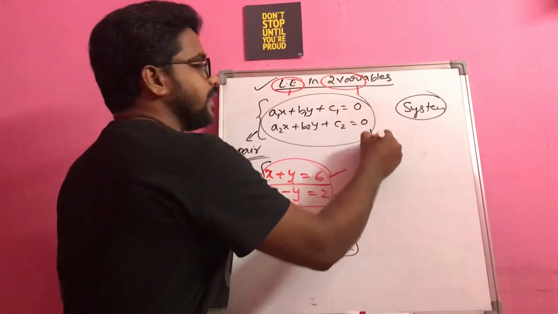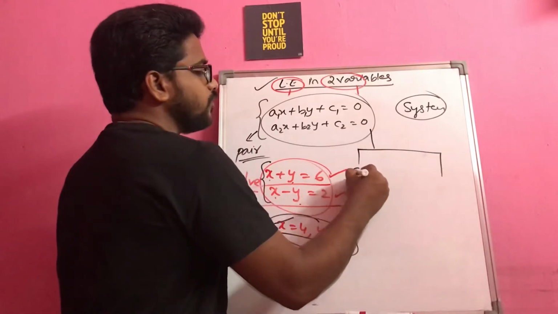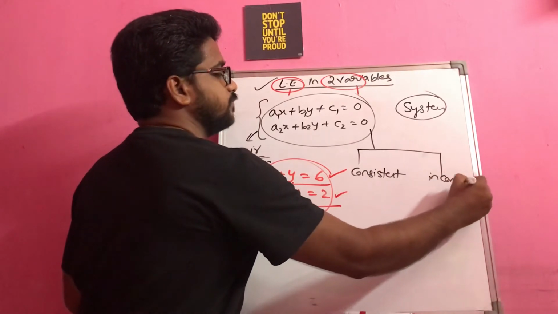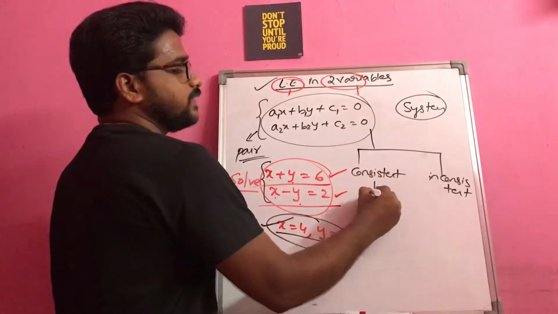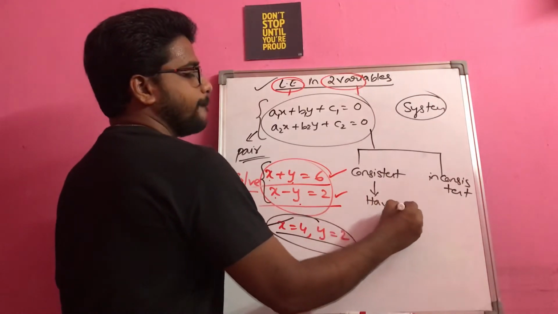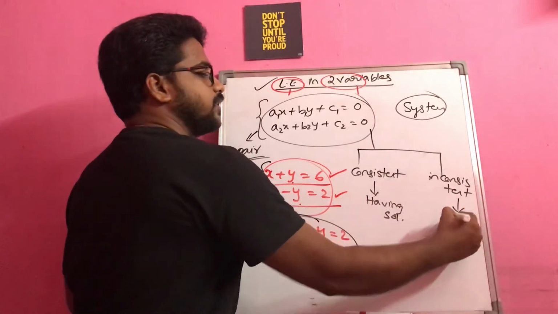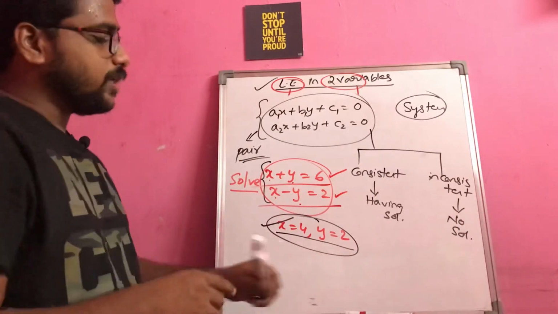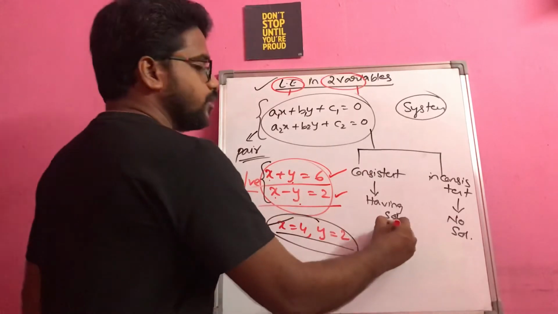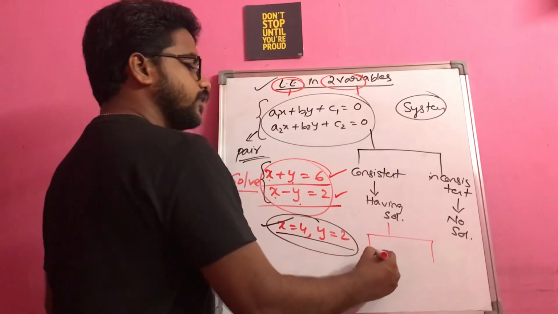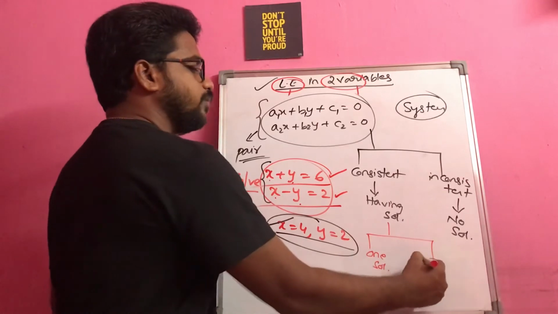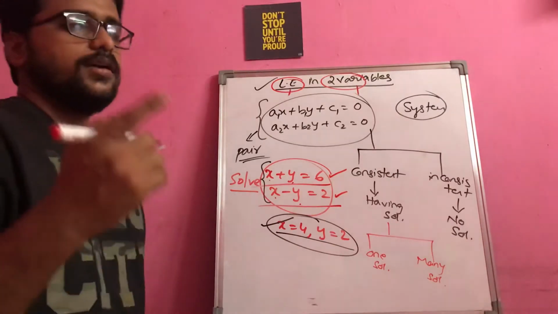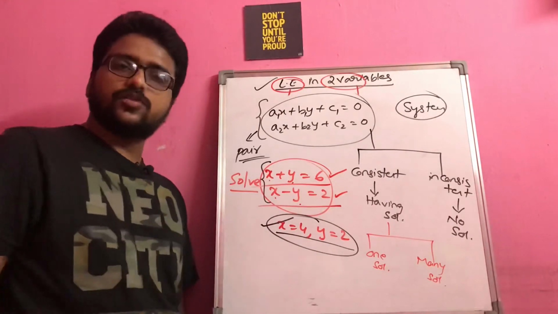So it is basically characterized in two ways: one is consistent and another is inconsistent. Consistent in the sense of having a solution. Inconsistent means no solution for these two. Now another question comes: having a solution, is it one solution or many solutions? Both are opposite statements. We may have one solution or we may have infinite solutions.